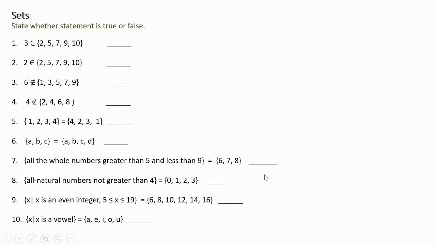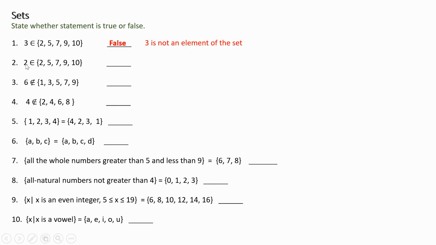Okay, now these are actually examples from homework problems from the book. It says here, state whether the statement is true. Let's see number 1. 3 is an element of the set containing 2, 5, 7, 9, and 10. That's false. And here's the reason behind it. 3 is not an element of the set. You see, 3 is not in the set.